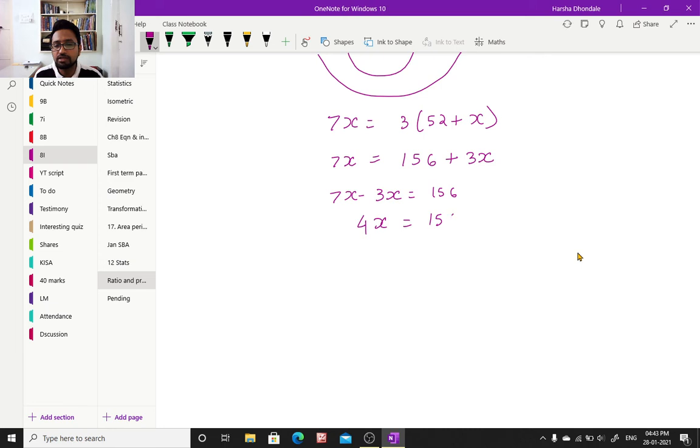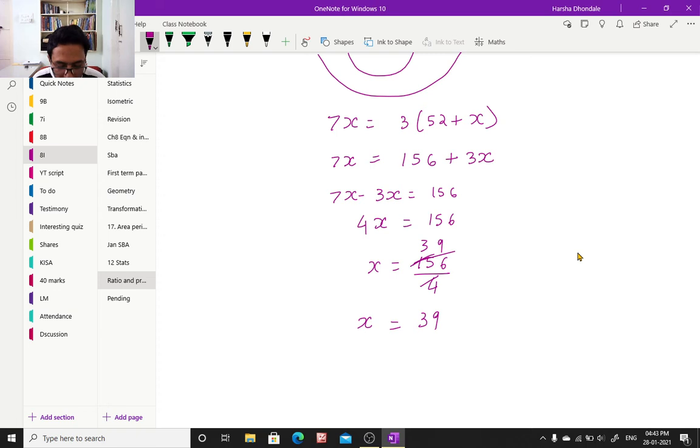equals 156. X is equal to 156 by 4. And 4 ones are 4, 4 threes are 12. Then 2 is a remainder, 3 is a remainder. Again 14, 15, 3, 3 and 6, 4 nines are 36. So X is 39. So Amir has 39 sweets and Rita has 39 plus 52.